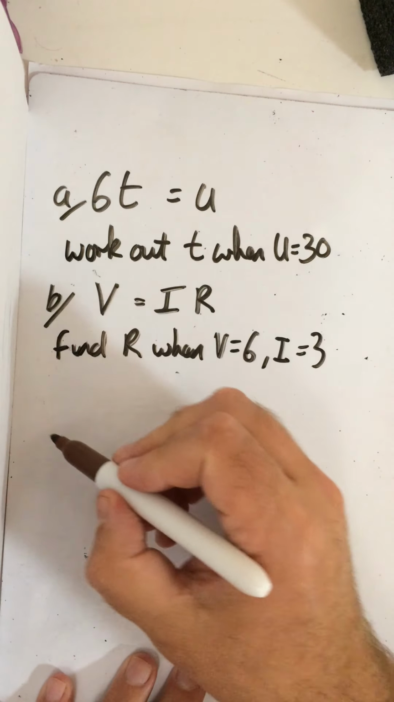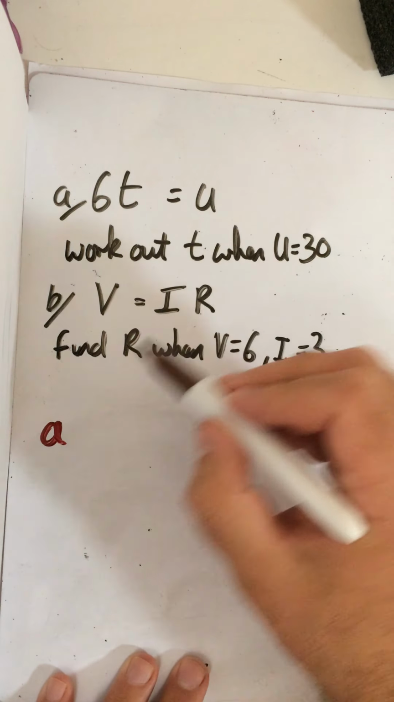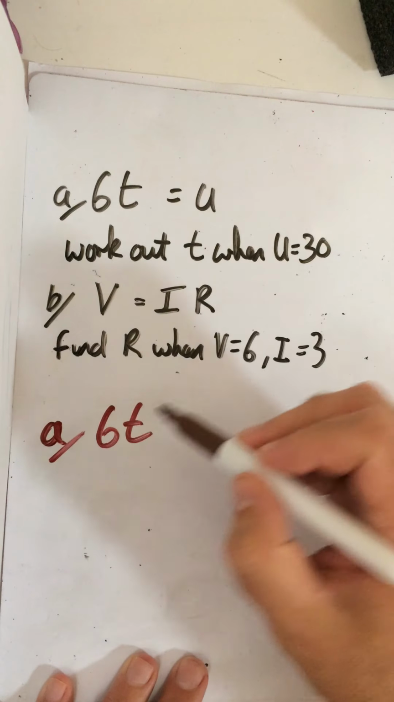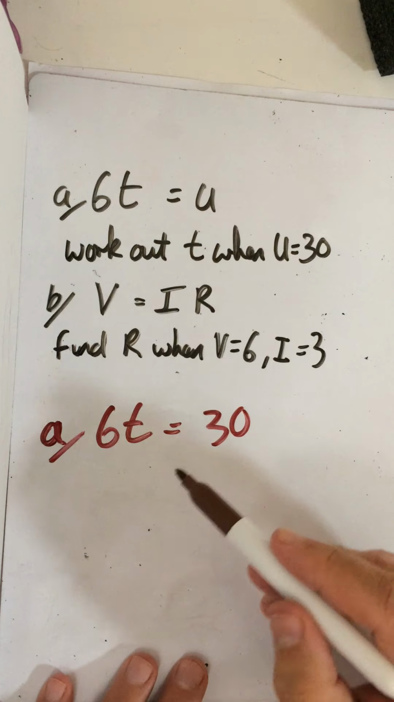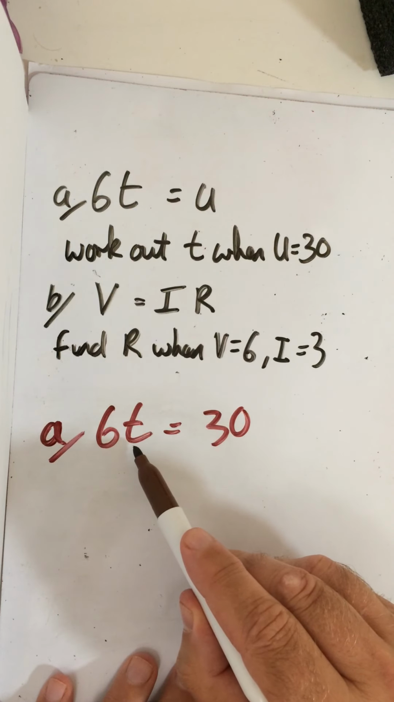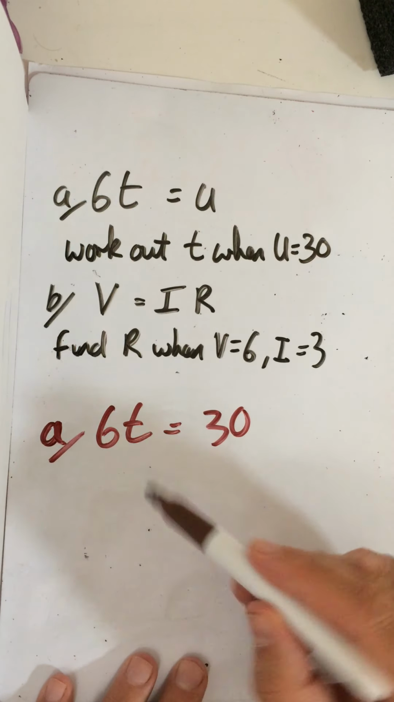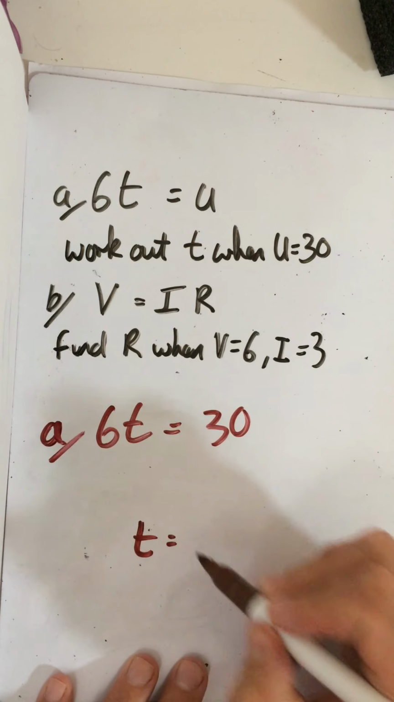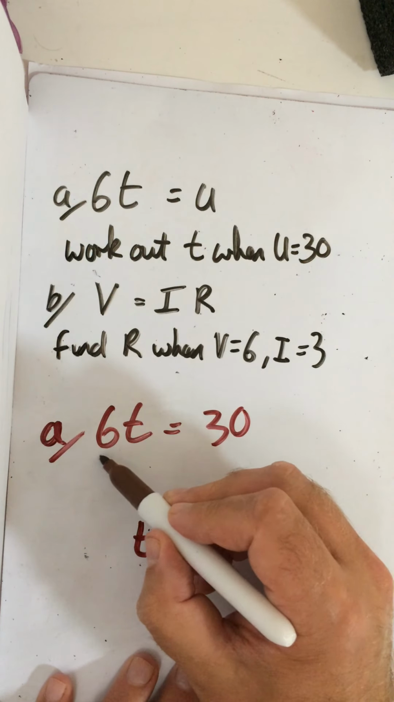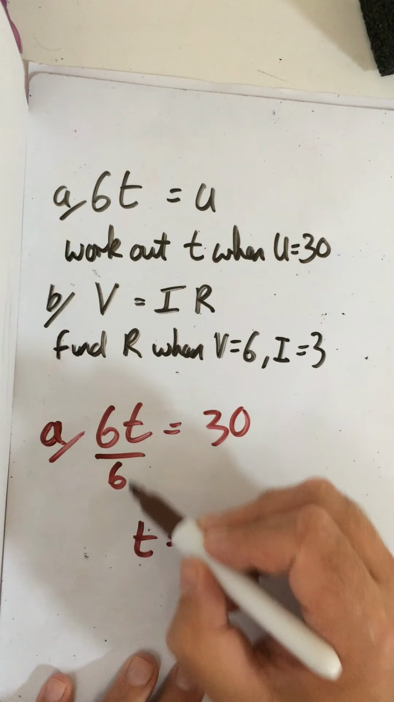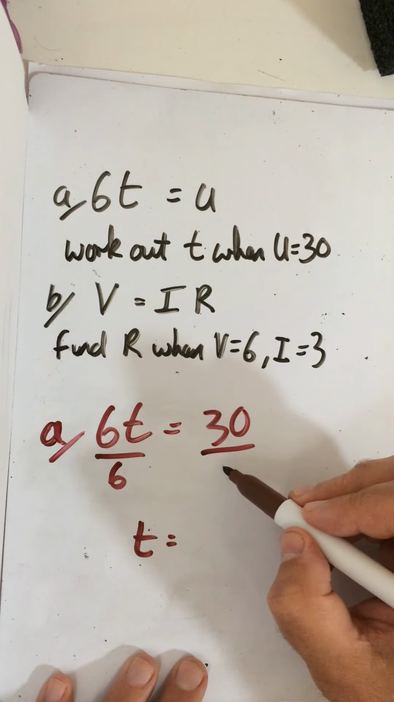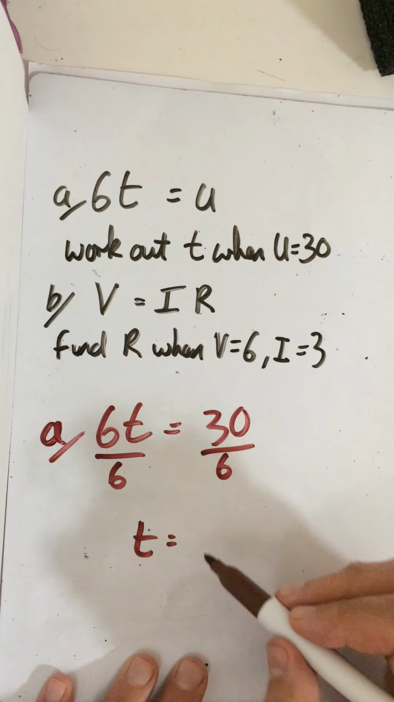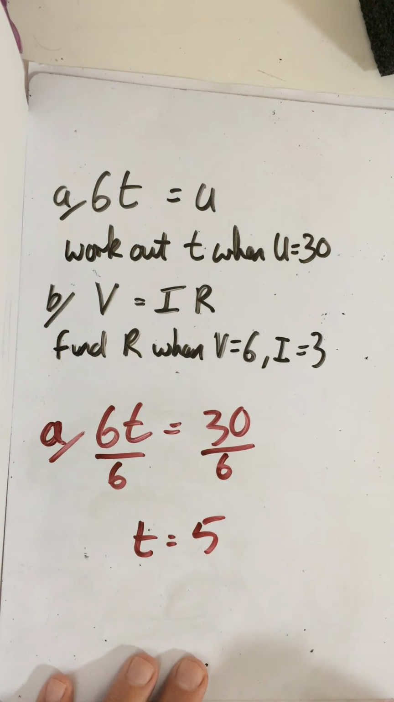Right, so let's have a little look. Okay, so 6t remains the same, is equal to 30. Remembering now this is 6 times t, so we want to be left with t at the bottom. Because it's 6 times t, we're going to divide it by 6, and that will leave us with t. 6t divided by 6 is t, and we have to do the same with the other side. It's divided by 6, so t equals 5.